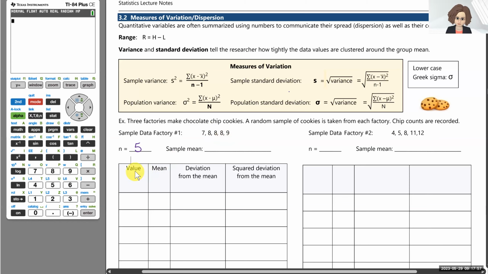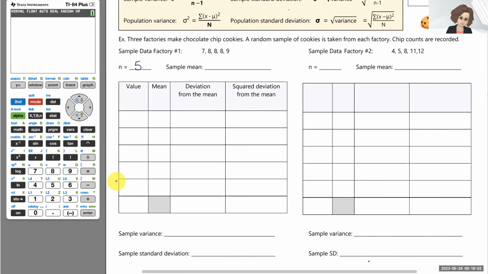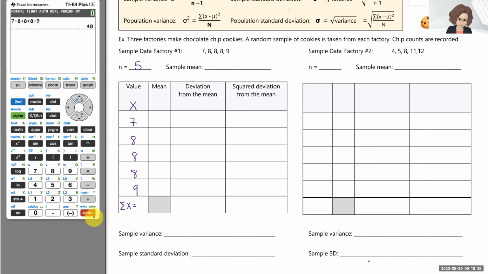I'm going to list those data values in the table. X will represent the number of chocolate chips in a cookie. So we had 7, 8, 8, 8, and 9. And I'm going to add, with capital sigma, those X values. I'll do it on the calculator here. If I add all of the chocolate chips in total, that would be 40.